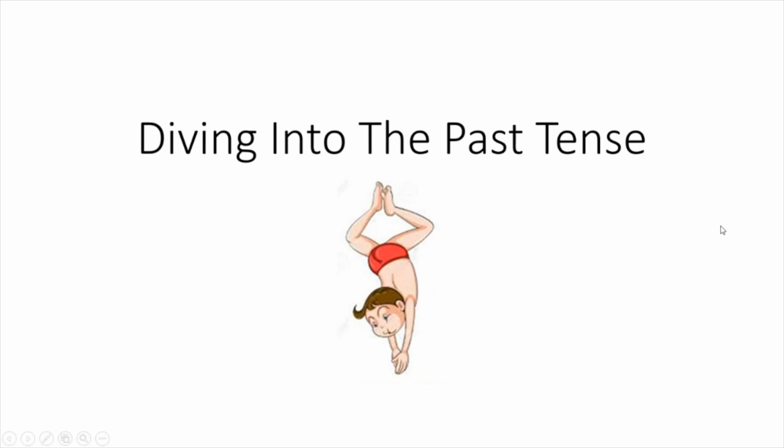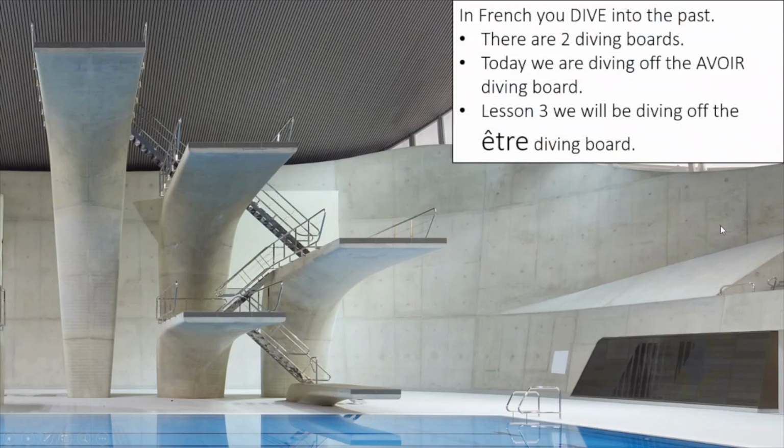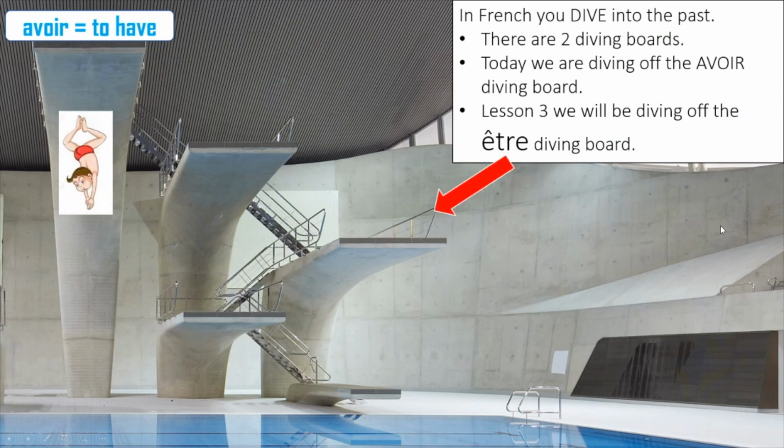So I call it diving into the past tense, and I want you to think of the past tense as something that you dive into. So here we've got the diving boards, okay? In French, you dive into the past tense, and there are two diving boards. Today, we're going to be diving off the avoir diving board. Okay, that's up here. Lesson 3, we'll be diving off the être diving board, which is a little bit lower, the shorter diving board down here.